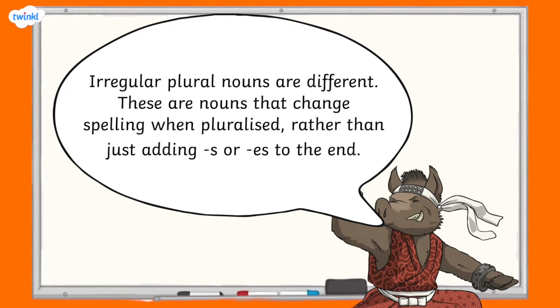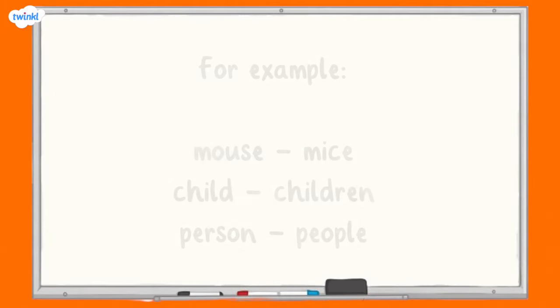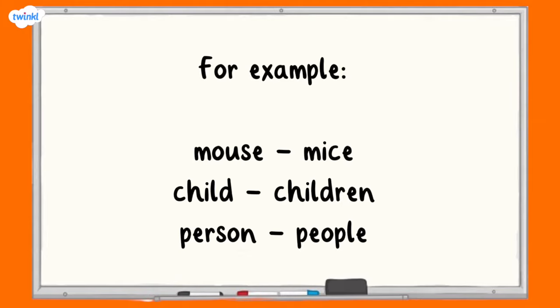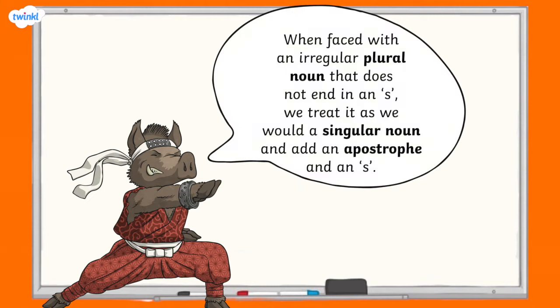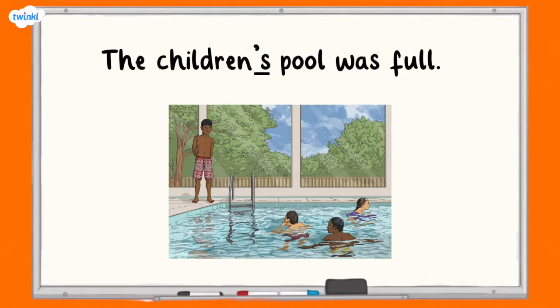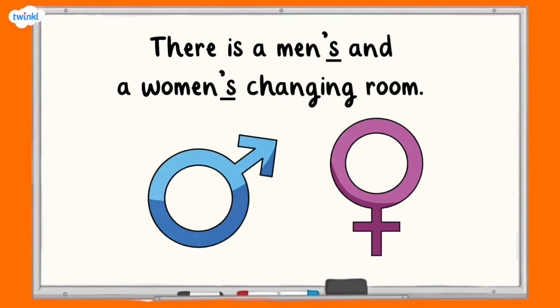Irregular plural nouns are different. These are nouns that change spelling when pluralized, rather than just adding S or ES to the end. For example, mouse is mice, child is children, person is people. When faced with an irregular plural noun that does not end in an S, we treat it as we would a singular noun and add an apostrophe and an S. Like here, the children's pool was full. And here, there is a men's and women's changing room.